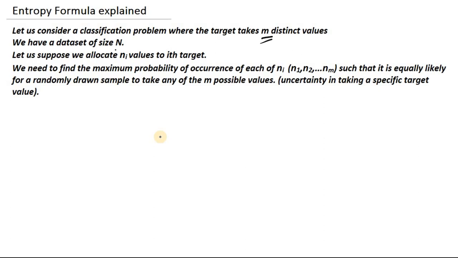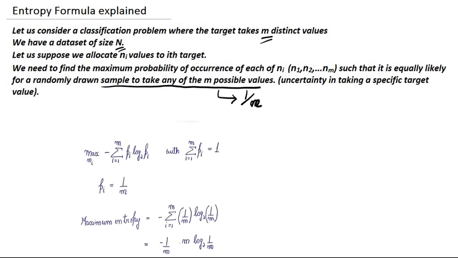We had a data set of size n, where n is significantly large, under the assumption that a drawn sample or a drawn observation can take each of the m possible values, which means that any randomly drawn sample can take any of the m possible values which were there in the target. We needed to find the maximum probability of occurrence of each of the ni's. In other words, we needed to find this.